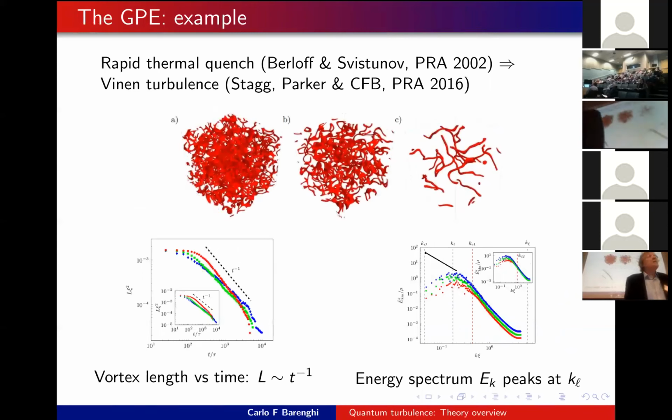So the example is a very rapid cooling of a Bose gas, a thermal quench. The idea actually dates back to this paper by Berloff and Svistunov. What they did was to take this idealized system, a perfect Bose gas in a periodic box, and they imagined that it cools very rapidly. So they started with uniform occupation numbers and random phases, essentially in a computation on a mesh.